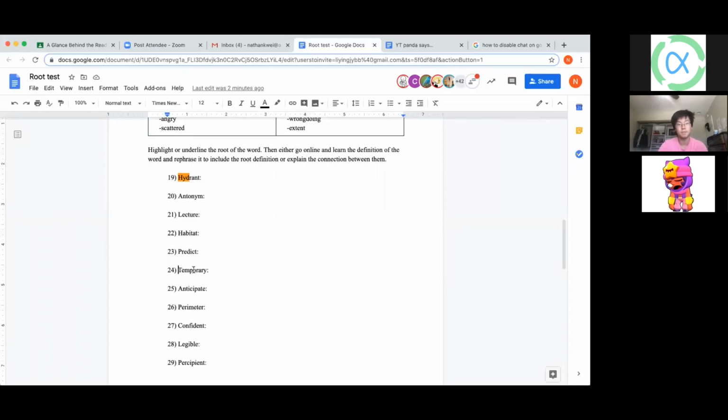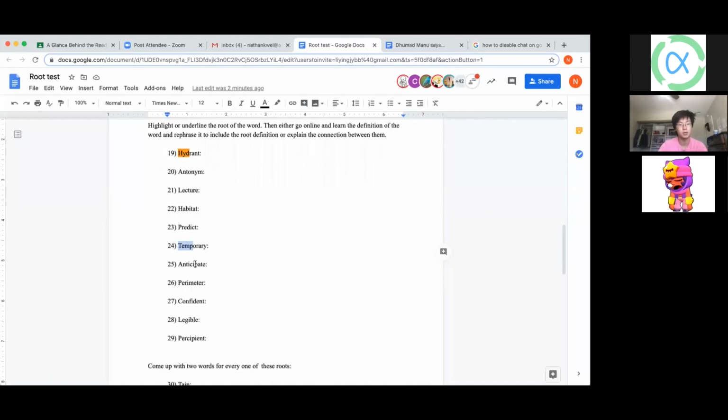Temp, temporary, temp. And so temporary would be meaning to do with time, because temp means time. So it's like a short notice.